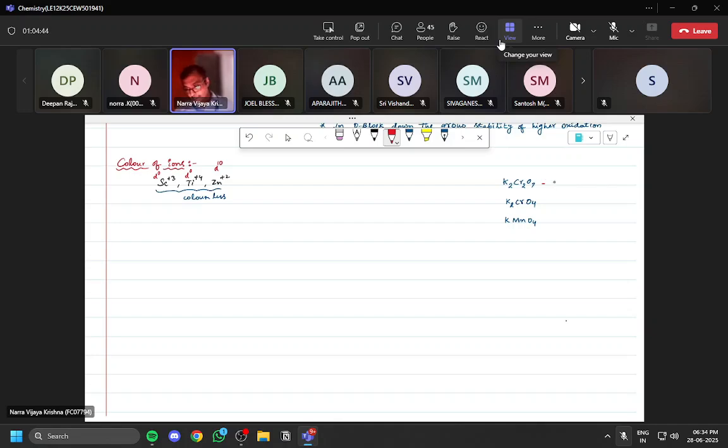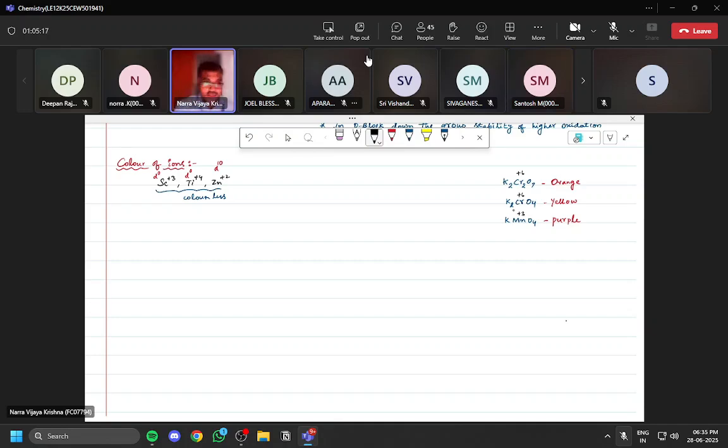Orange. What about the color of K2CrO4? Yellow. What is the color of KMnO4? Purple. What is the color of K2MnO4? Green. But it has one unpaired electron, and that's why I'm not taking it. Right? So here +6, +6, +7.